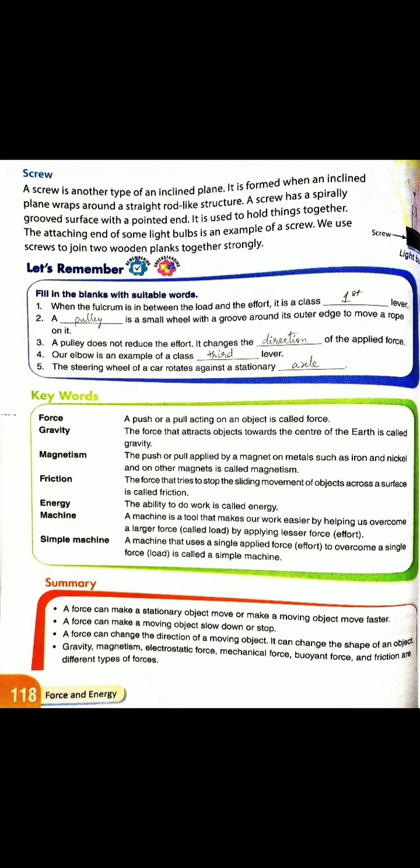Now, the last topic is screw. A screw is another type of inclined plane. A screw has a spirally grooved surface with a pointed end. It is used to hold things together, like attaching the end of some light bulbs. And we can use screw to join two wooden planks together strongly.